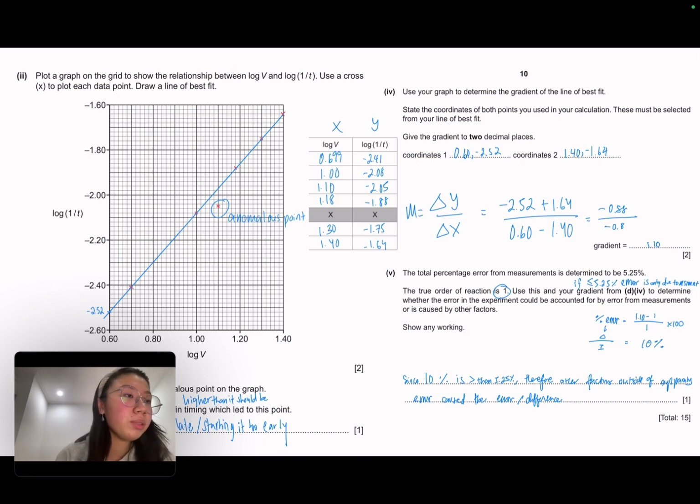So again, 10% is larger than 5.25%. So yeah, the experimental error involves other factors outside of the apparatus. Other factors outside of the apparatus cause the error or the difference.